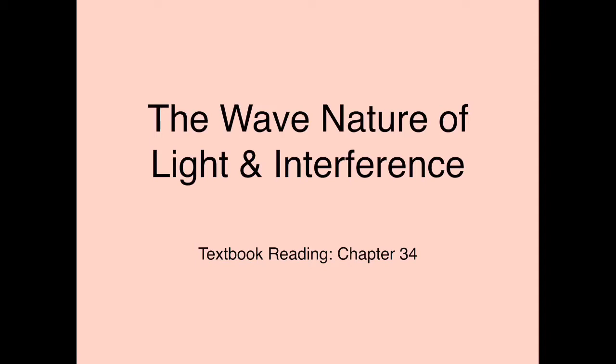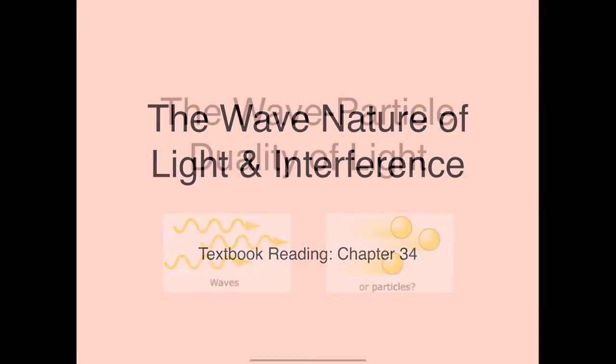So in this chapter, we're going to talk about ways that light acts like a wave. So we can apply everything we know about waves that we learned back in chapter 15 to light. And in particular, we're going to focus on an effect that light undergoes called interference. So the idea that two light waves can interfere with one another, that's what we'll talk about here.